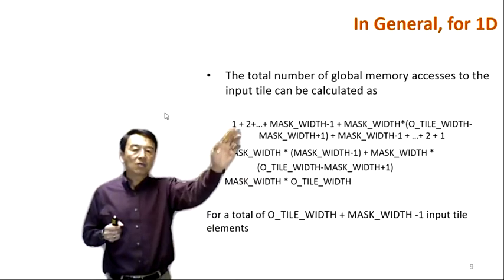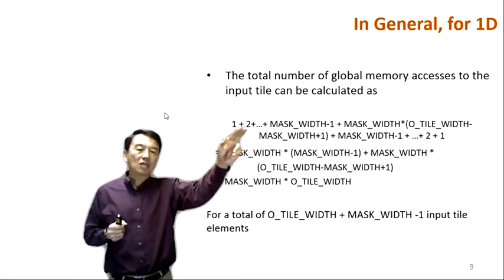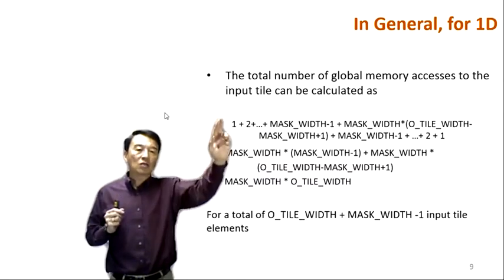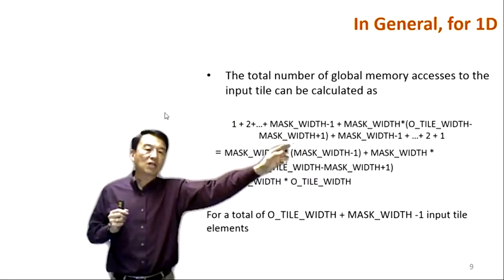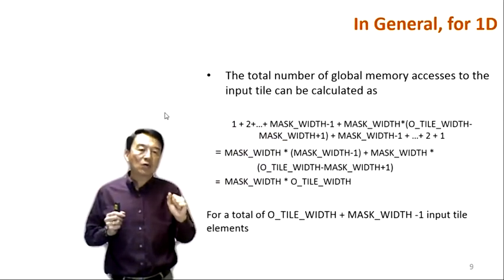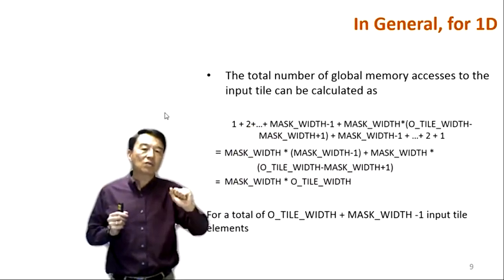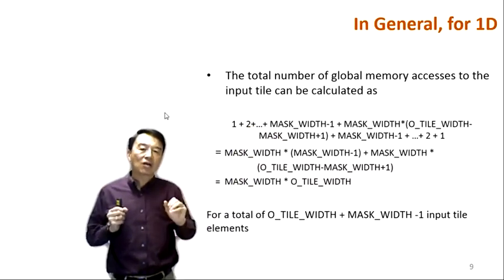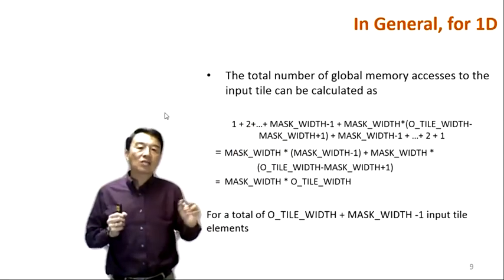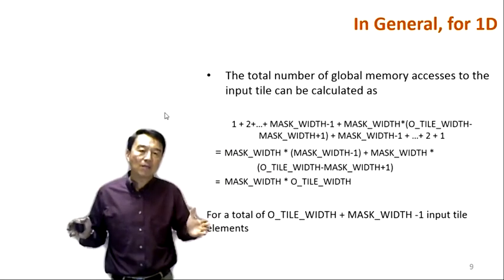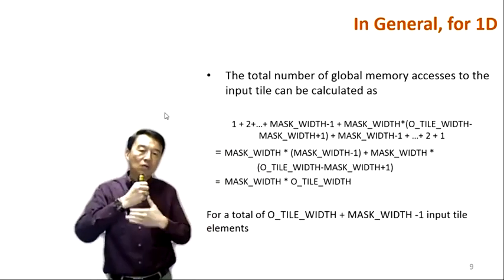And if we look at these series, we see that the increasing series and decreasing series are symmetric. So we can just do a pairwise addition. The first element of the increasing series and the first element of the decreasing series add up to mask width. And then the second element of the increasing series and the second element of the decreasing series also add up to mask width. And there are mask width minus 1 of them. So this gives us a sum of mask width times mask width minus 1. And this is just a classical way of summing up an increasing and decreasing series.